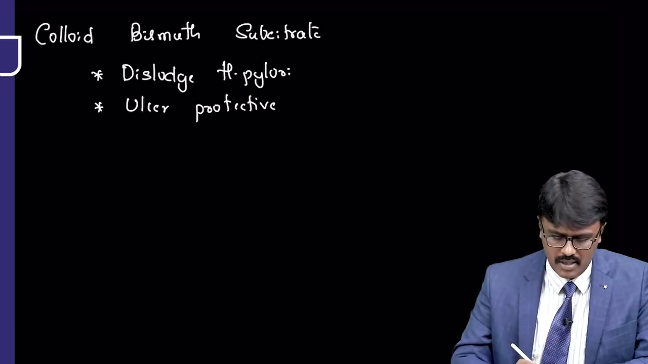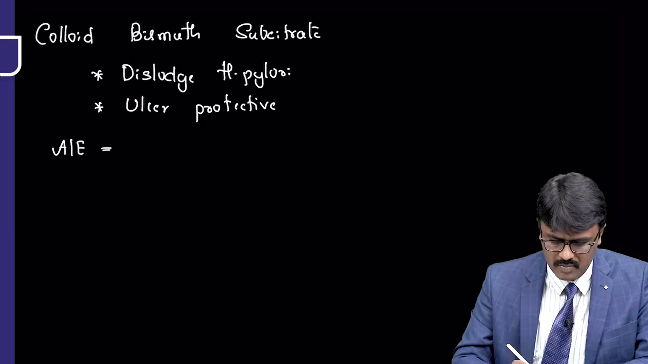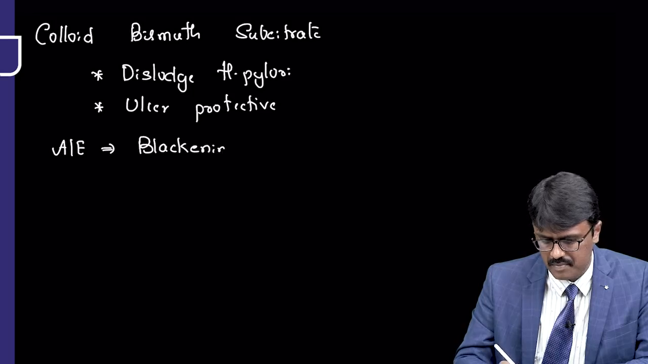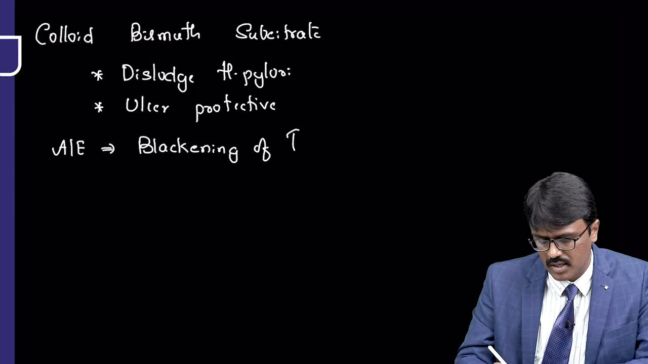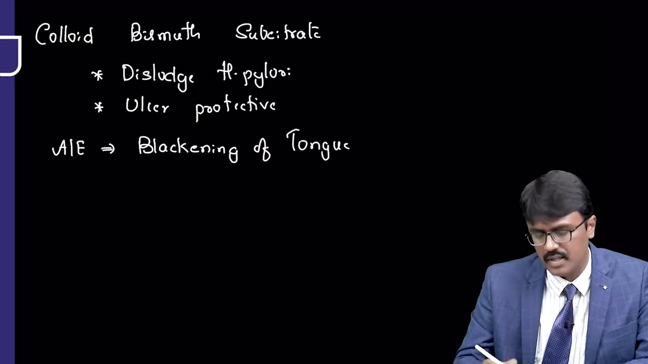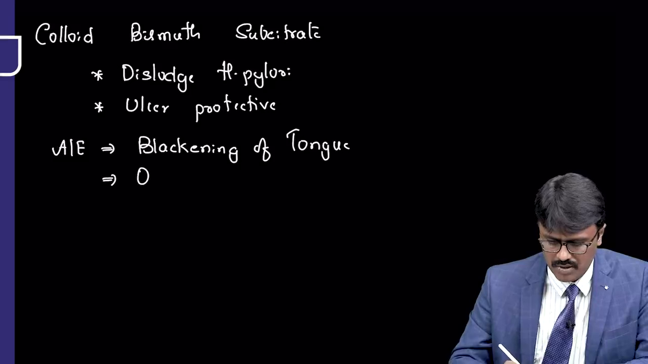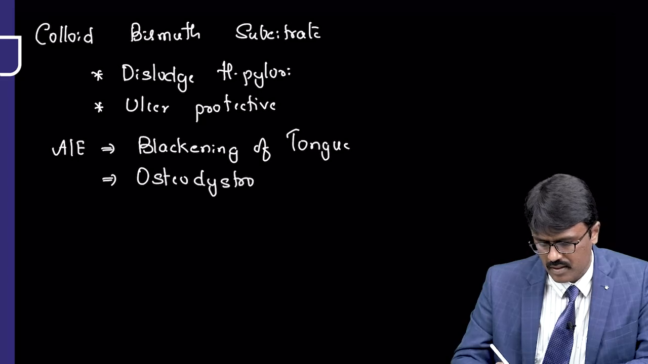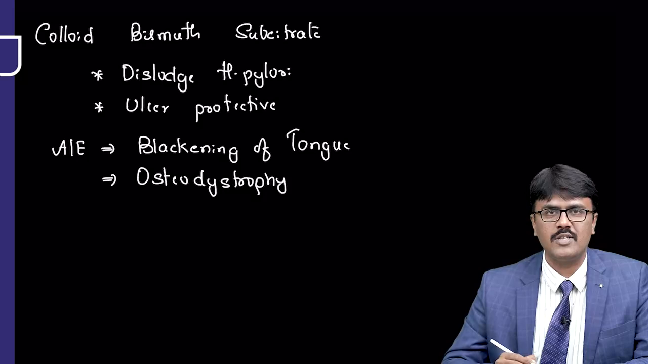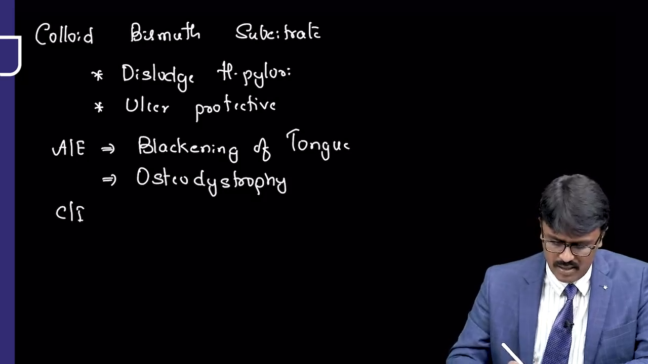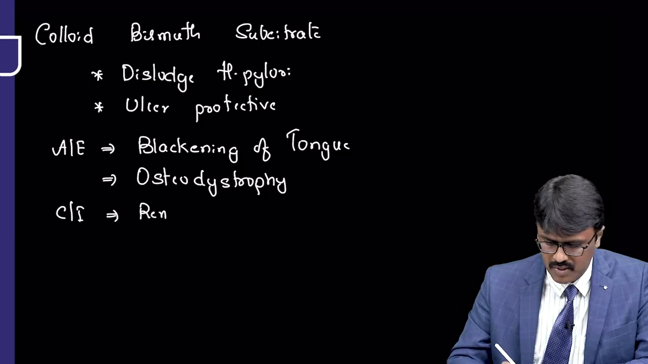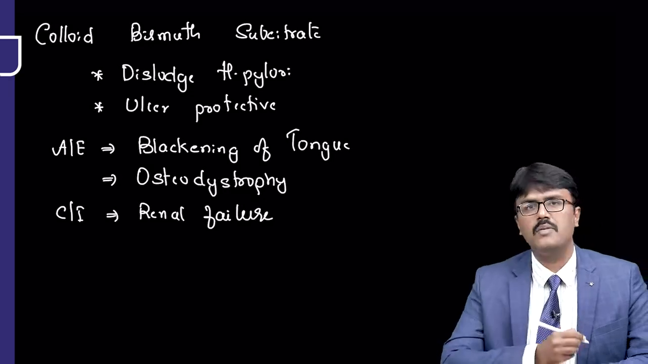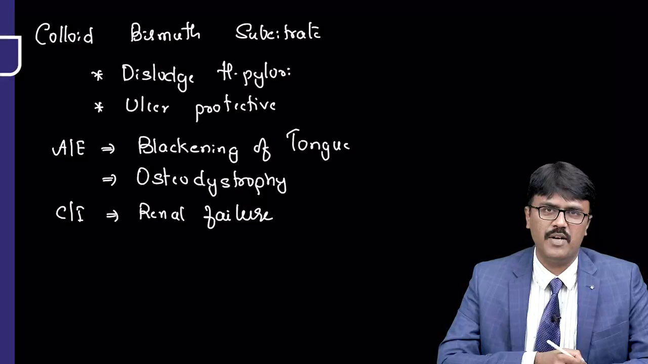But the adverse effect, since it has bismuth, it can cause blackening of the tongue. So the tongue may become black, and also it can cause osteodystrophy. It is contraindicated in renal failure, which may lead to bismuth toxicity. So renal failure can lead to bismuth toxicity, so don't give it in renal failure.